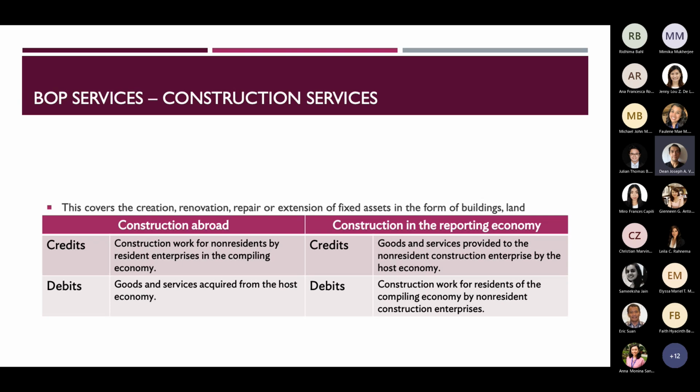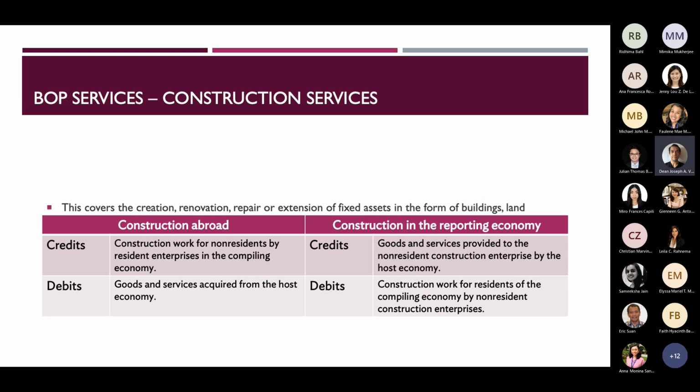How are those transactions compiled in the BOP? So the construction work for non-residents, for instance, a bridge, by resident enterprises in the compiling economy will be under construction credits. All the materials, say your cement, your steel bars, and so on and so forth, that are sourced from the host economy and from other different economic territories, this will be under debits. I'll explore more of this in the next slide on how we numerically illustrate these transactions.